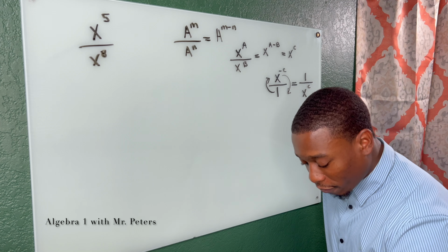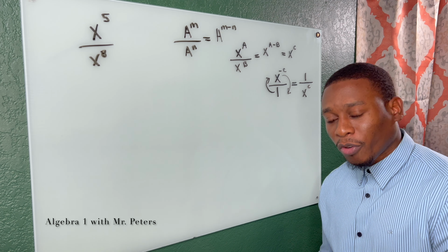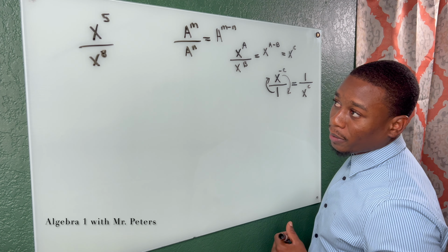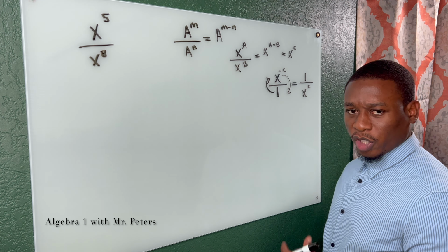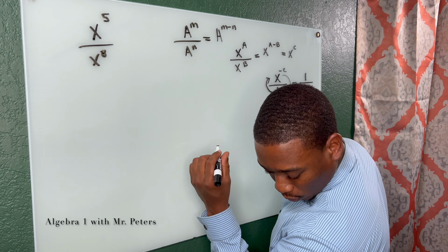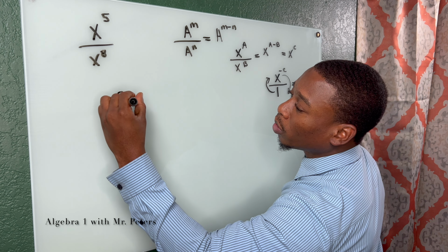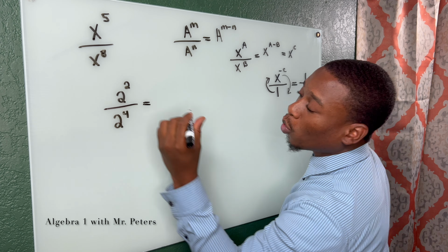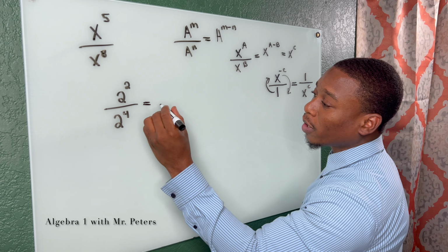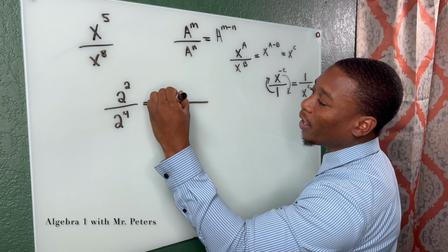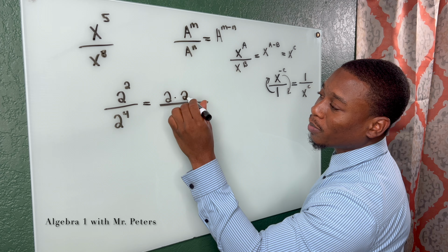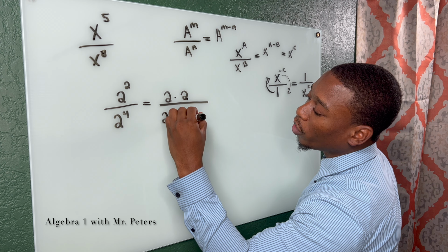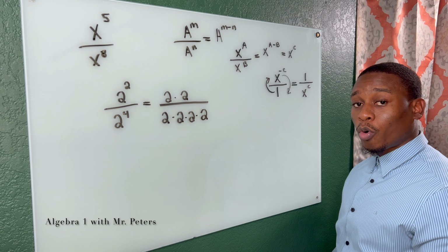Now, what I'm going to do in my video is show you guys different methods in which we could solve this. So let's look at our first example, right? And I'm going to switch to a number now, a base. So let's say we had 2 to the second power divided by 2 to the fourth power. So in our first approach, the way that you could solve this is writing it out, right? So we have 2 times 2, that's 2 to the second power. And then 2 to the fourth power, we know we're multiplying 2 by itself 4 times.